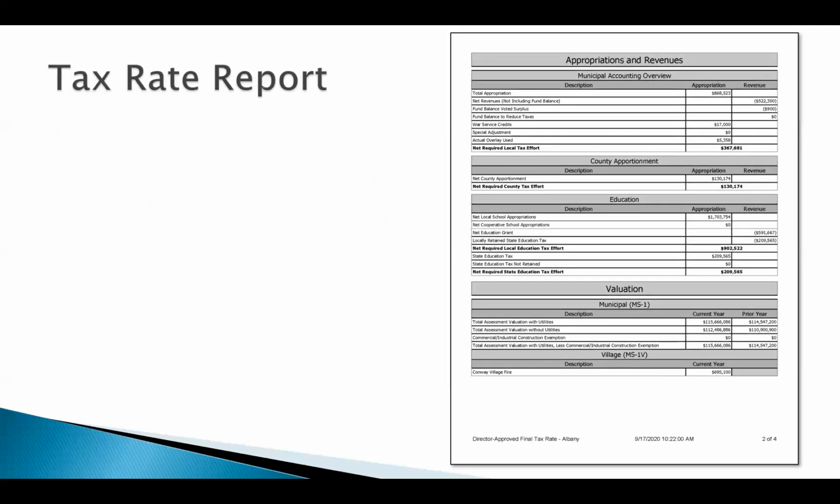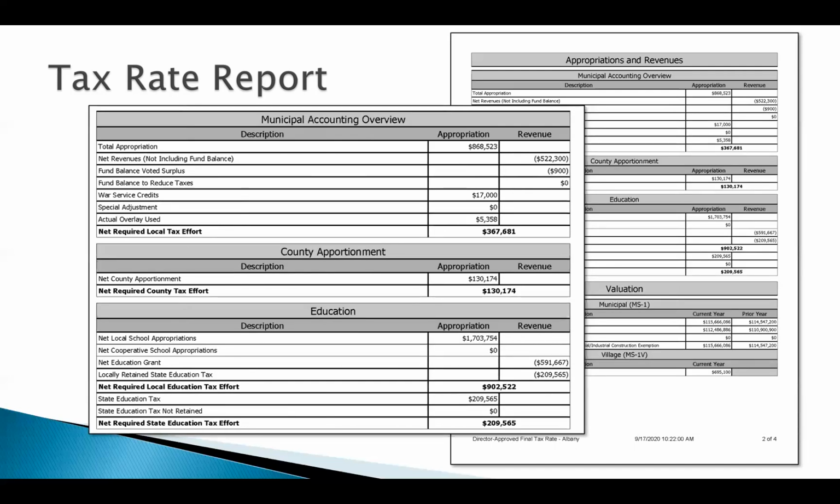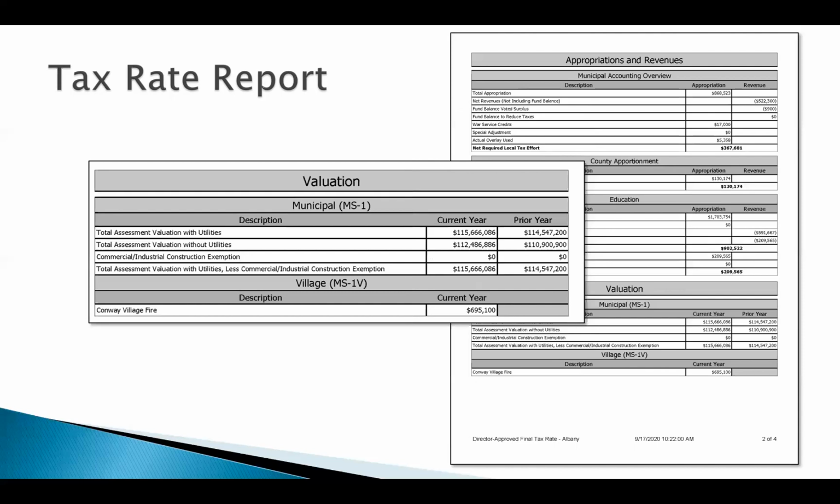On the second page, we have our appropriations and revenues. So the first bit, you've got your municipal accounting overview, your county, and your education. So again, all the same details available on the screen. You also have your valuation. So this is the MS1 from your assessor, so you can see the valuation components there. This example has a village district as well, so you can see, in this case, Conway Village's value.